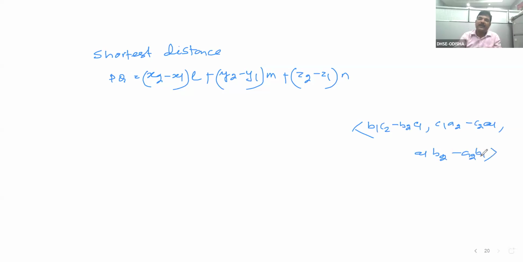From the conversion of DRs and DCs, we know if A, B, C is the DR of a line, then its DCs are A upon under root A square plus B square plus C square, B upon under root A square plus B square plus C square, C upon under root A square plus B square plus C square.